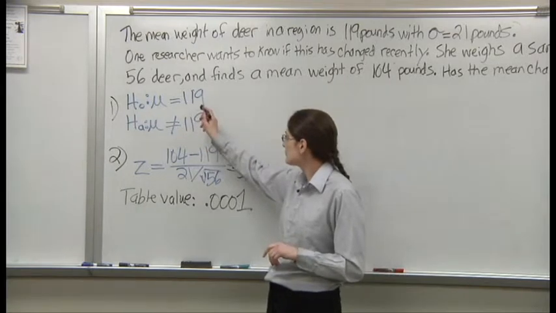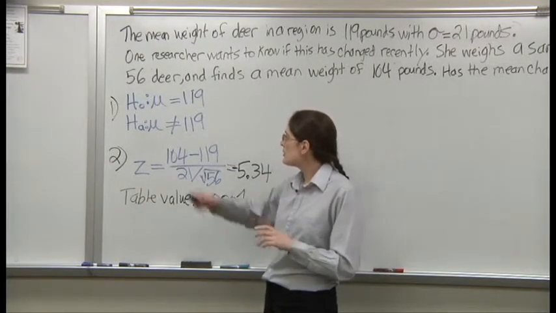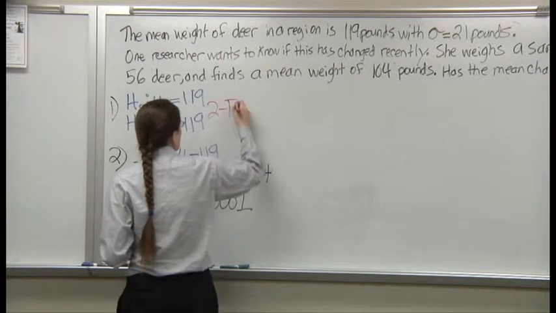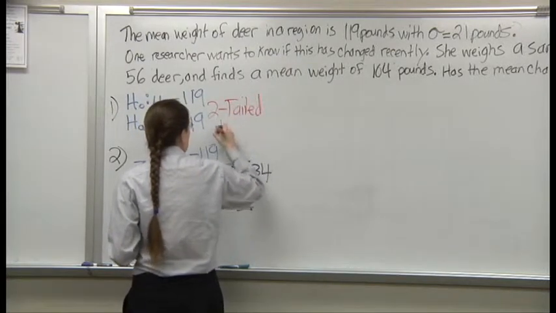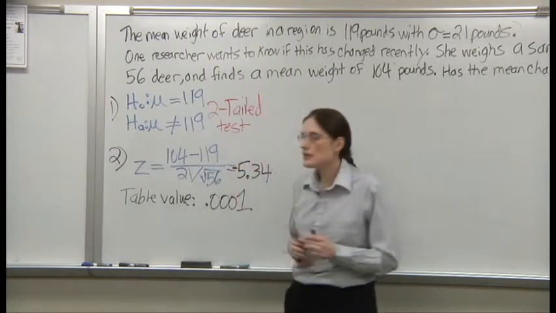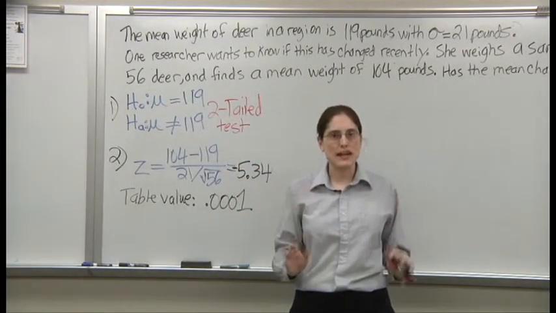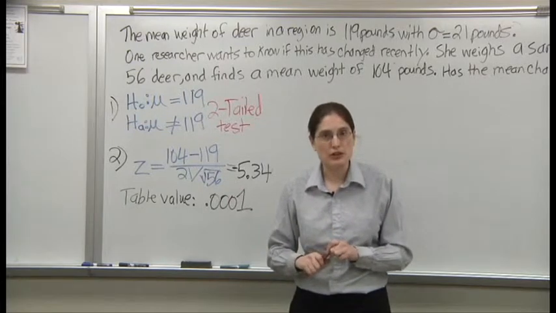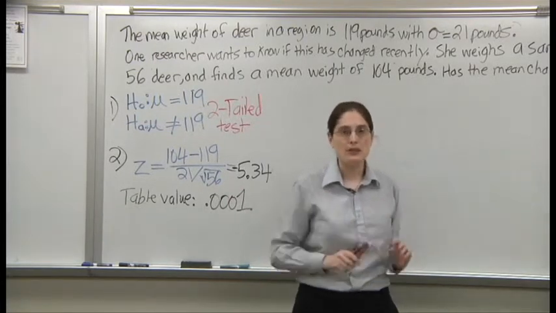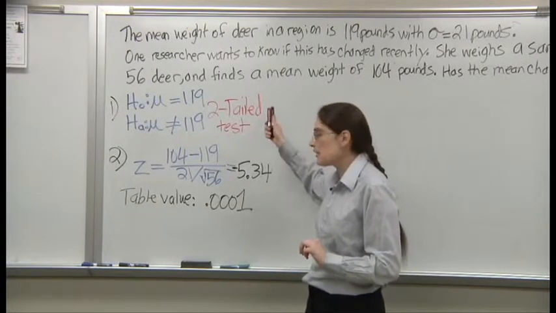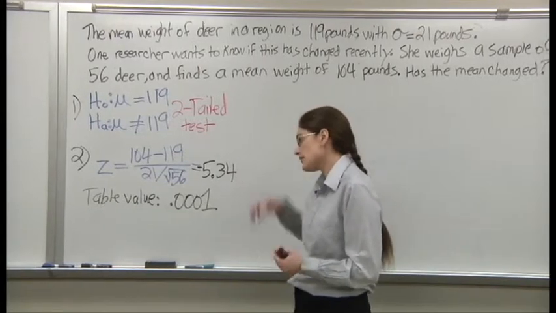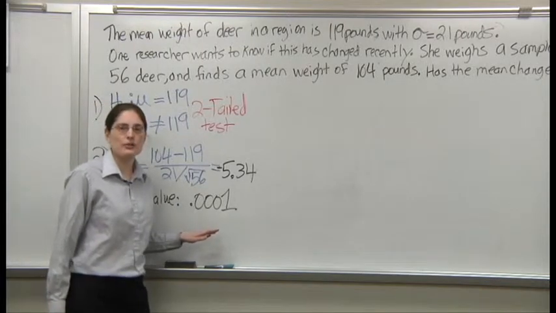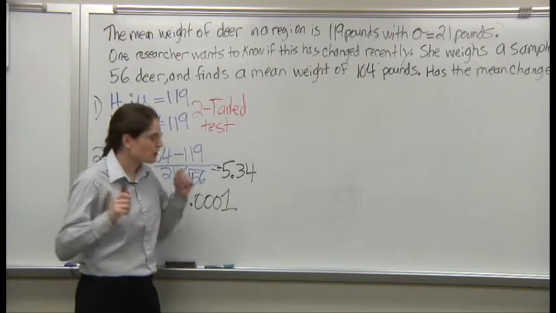Now, because this is a two-tailed test. A two-tailed test means that change in either direction would be interesting. If the deer have gotten much skinnier, that would be interesting. If the deer have gotten much bigger, that would be interesting. That's why it's a two-tailed test. Now, when it's a two-tailed test, this is very complicated. You need to multiply your table value by 2. Think we can handle that? Good.